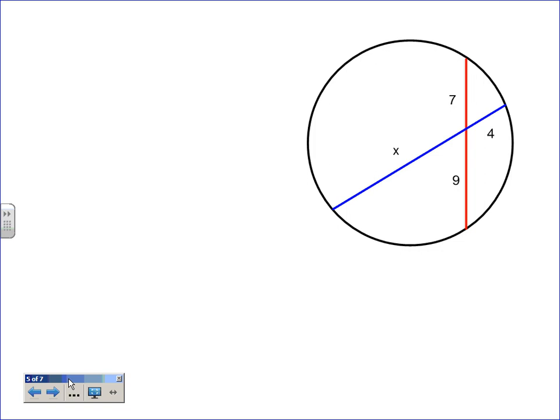No. So let's do the red one. One of the little pieces is 7. The other little piece is 9. So that takes care of the red. So the blue, one of the little pieces happens to be 4. The other little piece happens to be x. Are we going to need quadratic formula on this one? No, there's no x squared that I need to do that with.